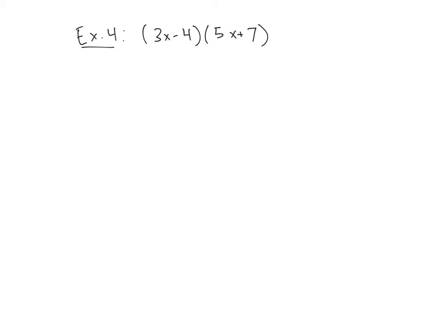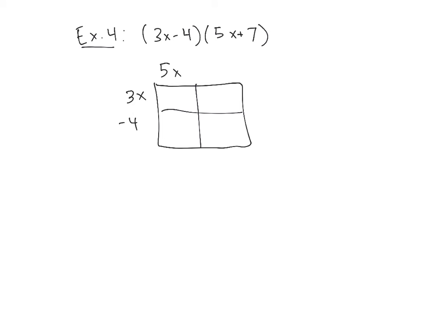All right, let's take a look at example 4, 3x minus 4 times 5x plus 7. Draw my square down. So I have 3x and minus 4, 5x and plus 7. The first thing I want you to do is, we're going to end up multiplying into the boxes, but that red box there, if I were to multiply into that red box, what would I get? Enter your answer when you're ready.